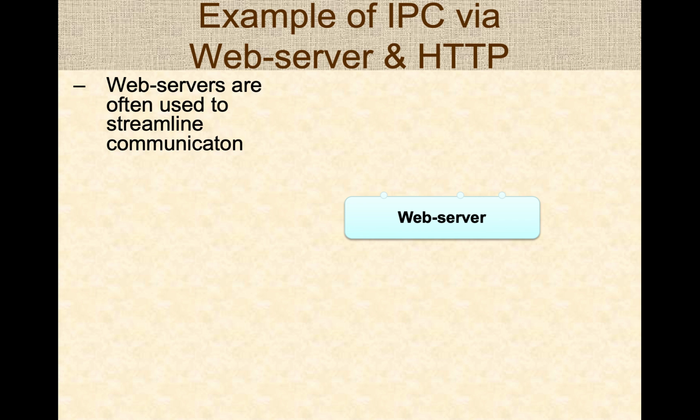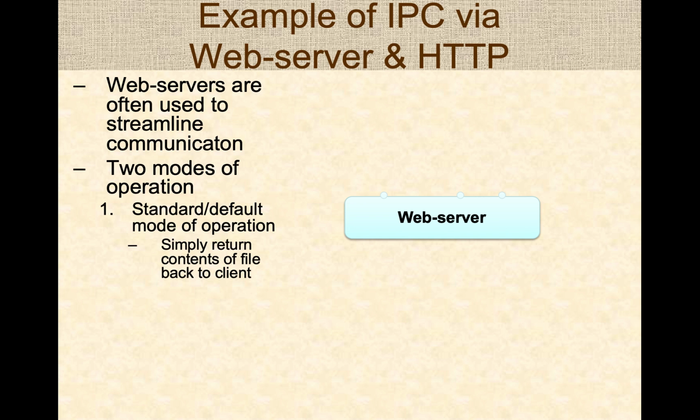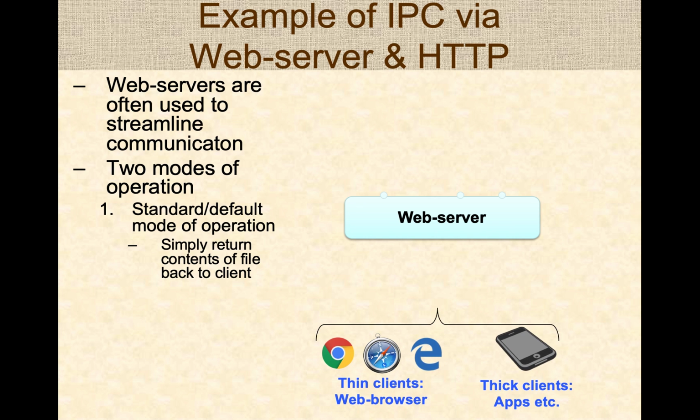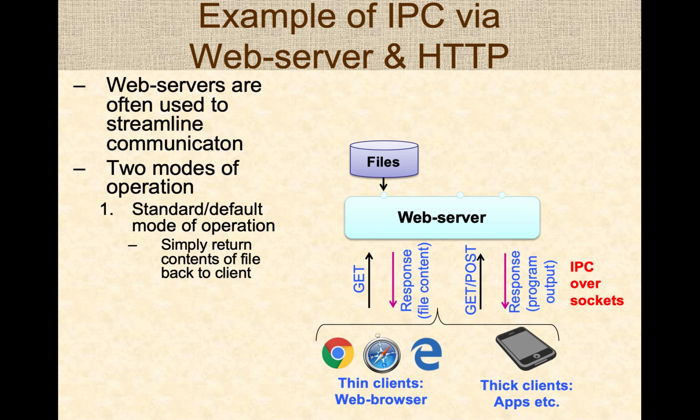Recollect that web servers are often used to streamline communication to send and receive information. There are two modes of operation for web servers. The first mode is when clients interact with the web server through a GET or a POST request. The web server essentially can take contents from a file and send it to the client. This is typically how images, some of the HTML data, and what's called static content on websites are sent to the different web browsers.